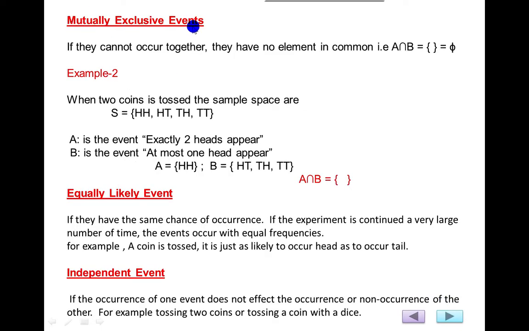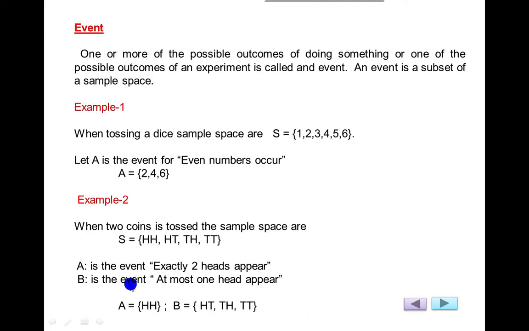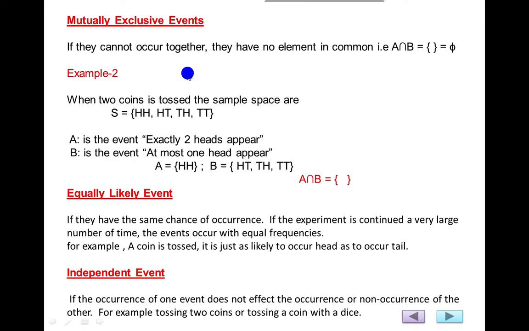Events may be mutually exclusive events. What is mutually exclusive? If they cannot occur together, they have no element in common, that is A intersection B is the null set. In example number 2, the previous example of the event, you know that there is no intersection. So you can say A and B are mutually exclusive events. And the probability of mutually exclusive will be equal to 0. There is no set, no member, no element.